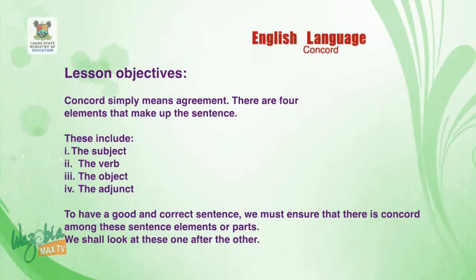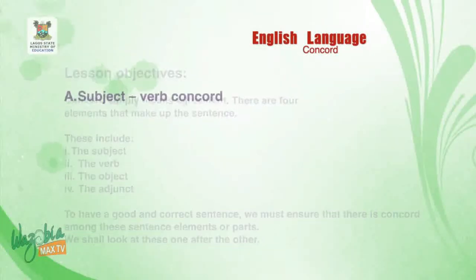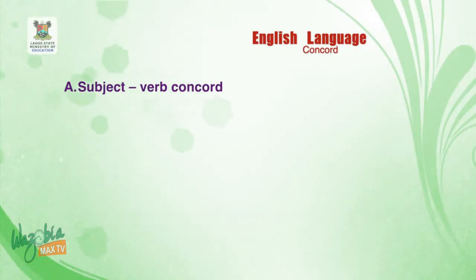Don't forget, there are 4 elements that make up the sentence structure. And these include the subject, the verb, the object, and the adjunct. To have a good and correct sentence, we must ensure that there is concord among these sentence elements or parts. We shall look at these one after the other.